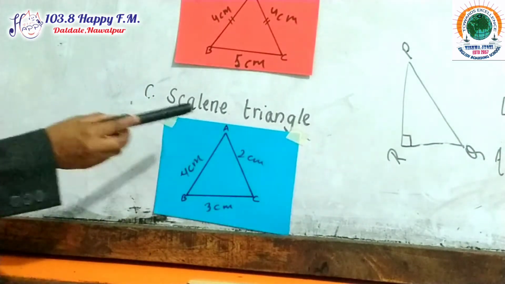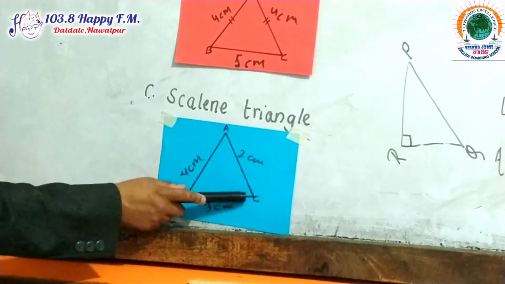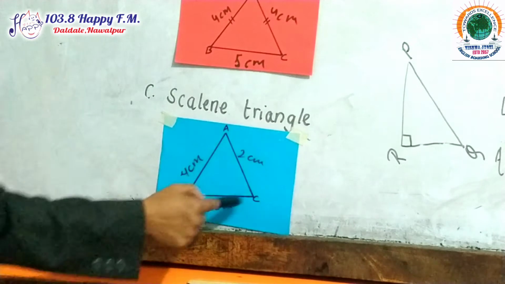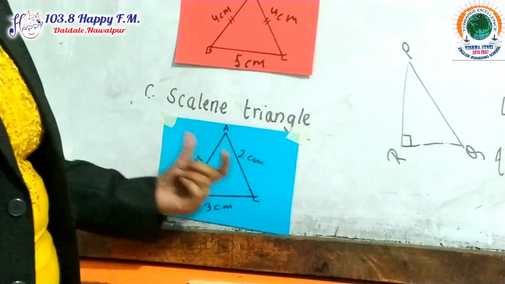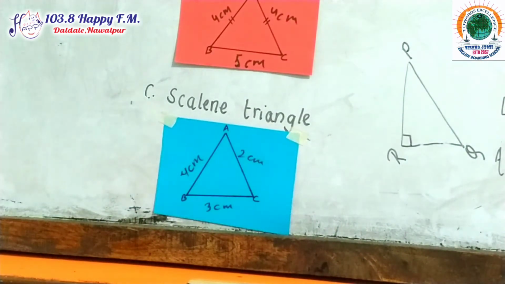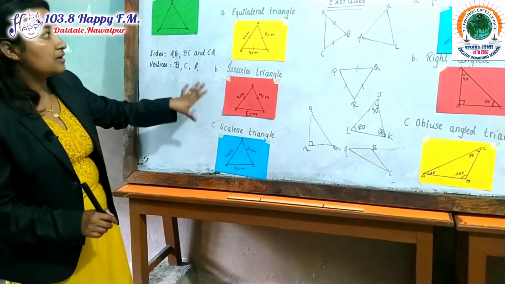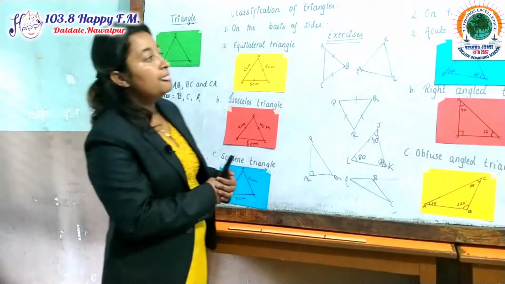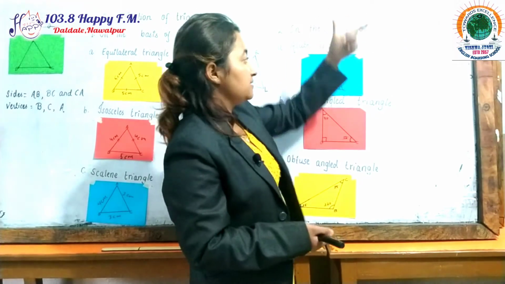You can see here as an example, AB is equal to 4 cm, BC is equal to 3 cm, AC is equal to 2 cm. Here all the sides vary in their measurement. So it is a scalene triangle. I hope you have understood about the types of triangle on the basis of its sides. Let's get into the next classification, that is on the basis of angles.